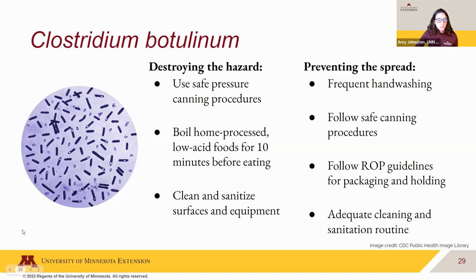And using safe food handling practices such as hand washing, washing produce, and preventing cross-contamination are all important to follow when preparing foods that will be pressure canned or packaged using a reduced oxygen packaging method.